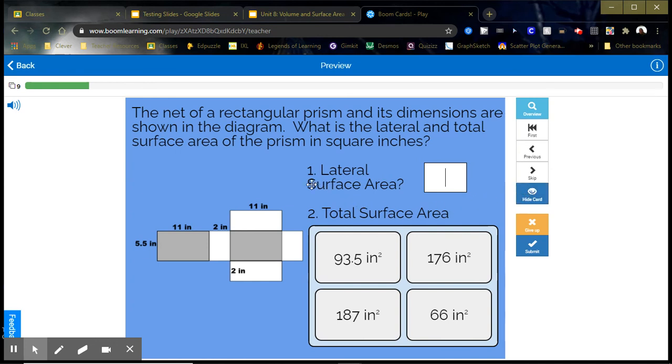And then the next ones are just either finding total surface area or finding lateral and total. So here, this one is asking for the lateral and the total surface area. And if you see here, I grayed out what I wanted the bases to be on this one. So those are the bases, the gray ones. So you would find lateral, everything but the two gray squares, and then total, all of them together.